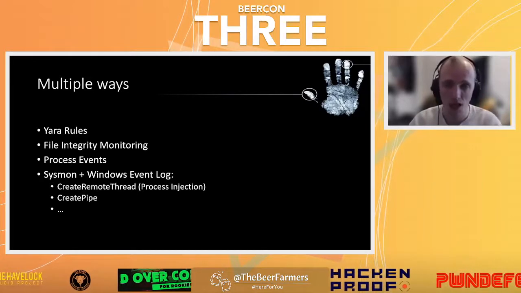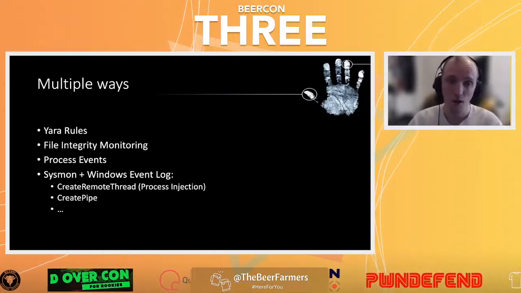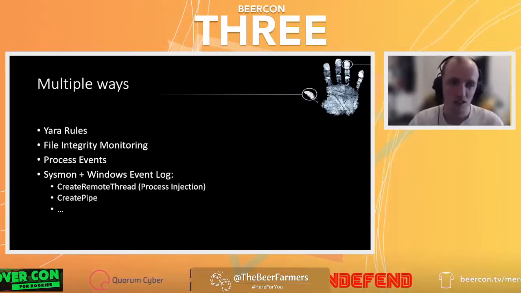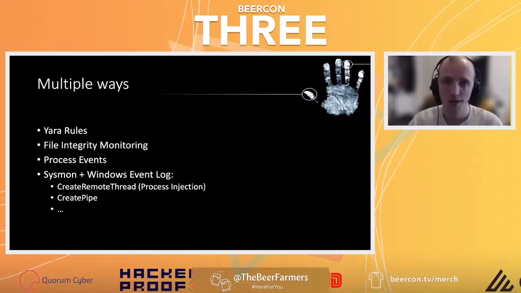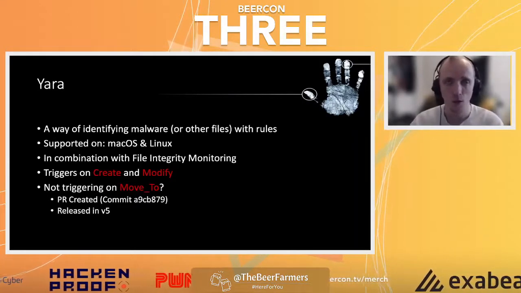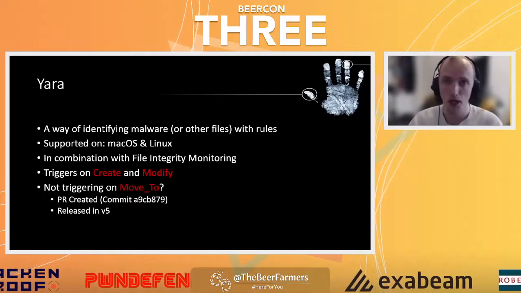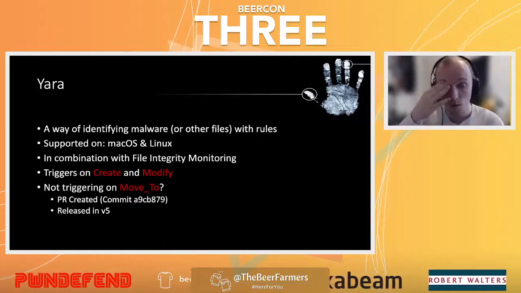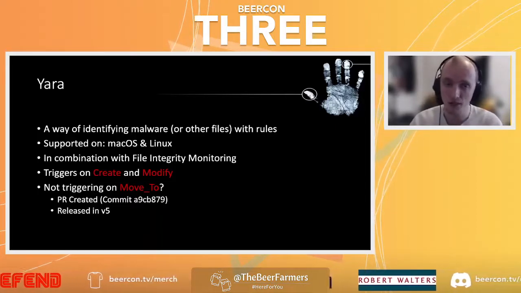One of them is YARA rules. You also have file integrity monitoring, you have process events, or, and I'll go deeper into that later, you can combine OSquery with Sysmon, which can become quite powerful on Windows devices. Let's first have a look at the YARA rules. YARA rules are basically a way of identifying malware or files with certain rule sets. They have quite good support on macOS and Linux, and lots of times you can either do it on the command line or you can do it in combination with file integrity monitoring.